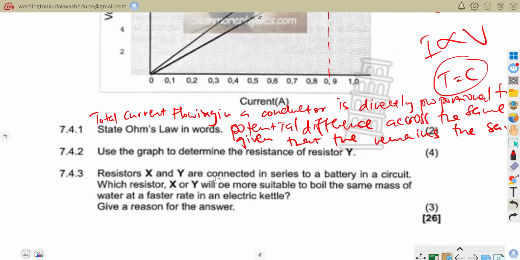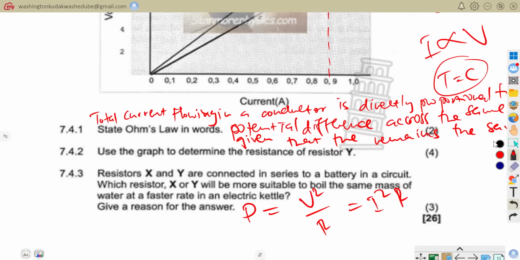Now they're saying resistors X and Y are connected in series to a battery circuit. Which resistor, X or Y, would be more suitable to boil the same mass of water at a faster rate in an electric kettle? So we know that what is being determined is the power. Power can be given by V squared over R, or I squared R. If they are connected in series, they have the same current. The one that has the greatest resistance is the one that is going to dissipate more energy. So that is the one that is more suitable.